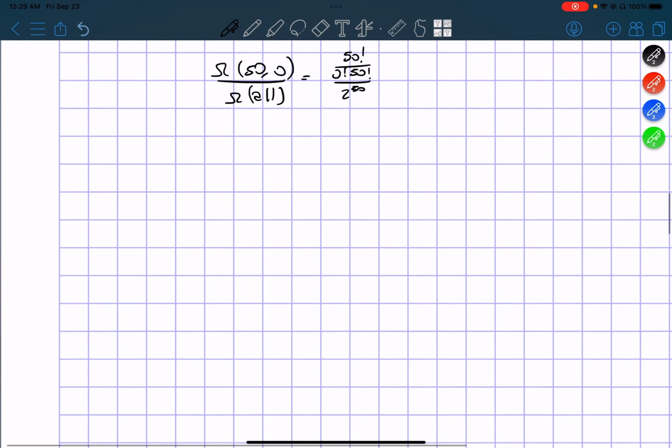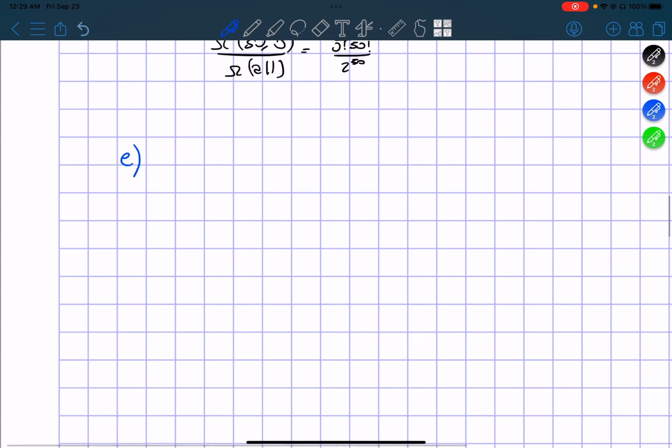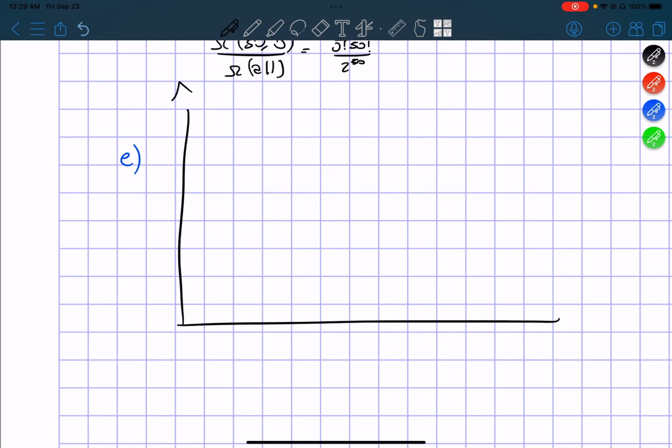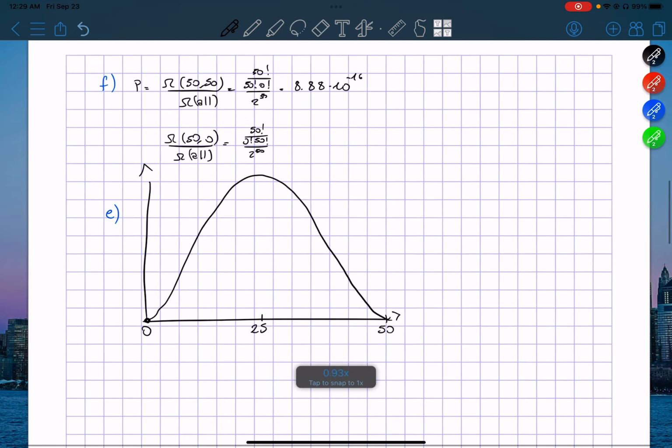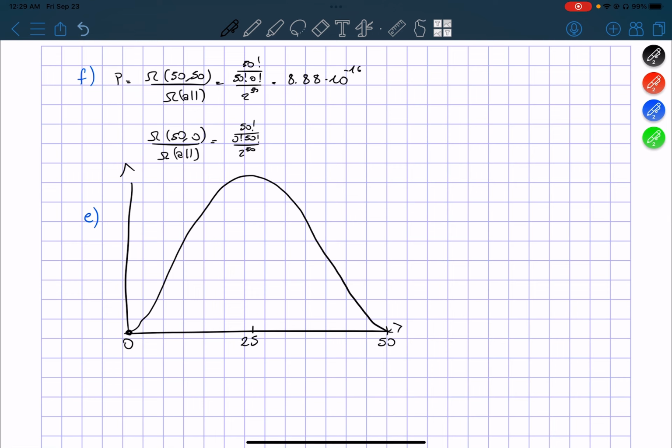And then the last part asks to graph it. I'm just going to do a quick graph, not perfect, but it gives the idea. So we're going to have our center here where we have 25 heads or 25 tails, that's where we're going to have the most counts. And then we're going to have 0 heads, 0 tails, doesn't matter, we're going to get something like this. Actually, it turned out pretty well. Yes, and this is the final solution to this problem.